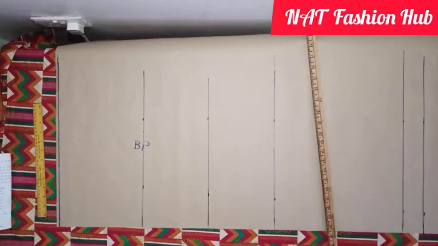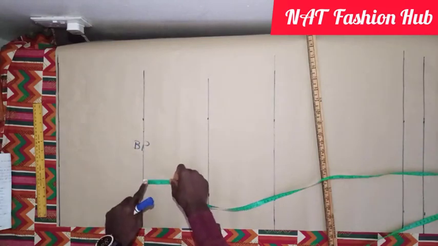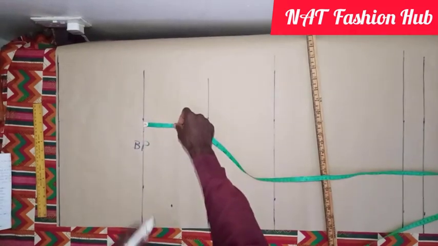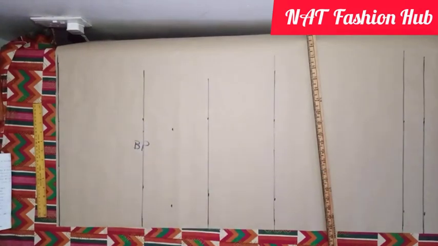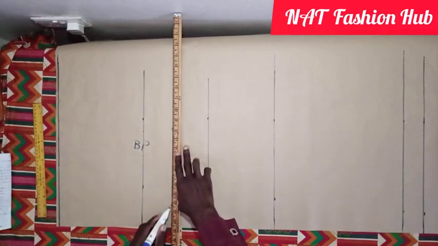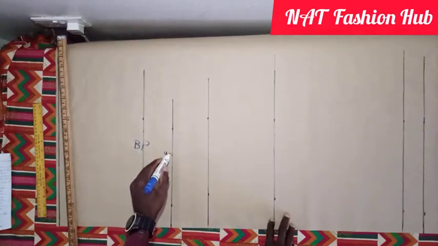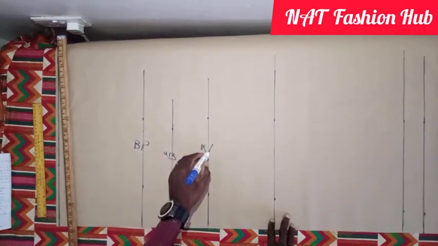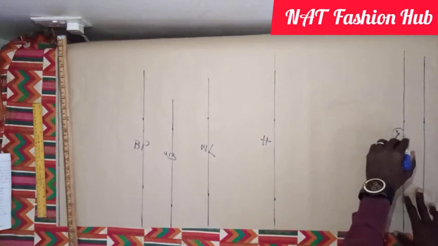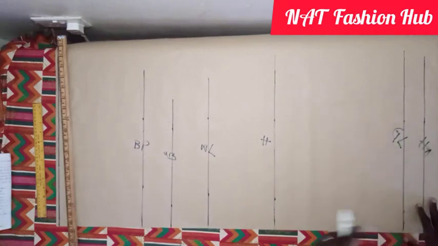So we are going to mark 3 inches below this bust point to get our under bust. This is our under bust, or you can call it fitting. So this is our bust point, under bust. This is our waistline. This is our hip. This is our gown length. This is our hemming allowance.